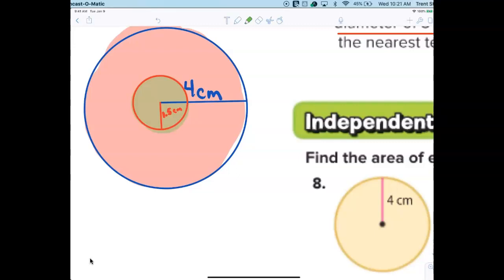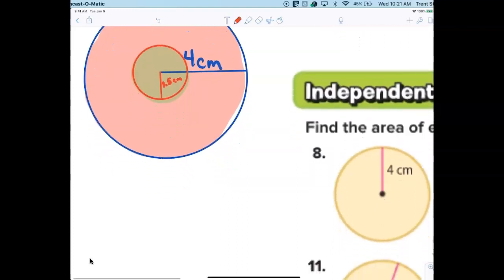Now in math, we call that an annulus. You don't have to know that. I'm just trying to tell you. That is called an annulus. So this is the formula. See if you agree. A equals pi capital R squared minus pi what? Lowercase r squared.